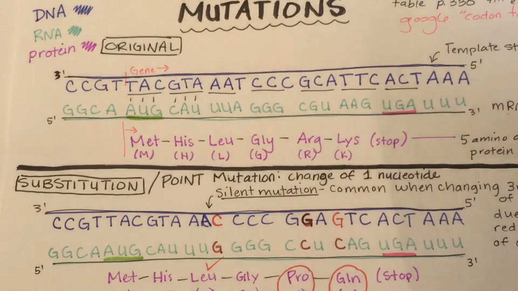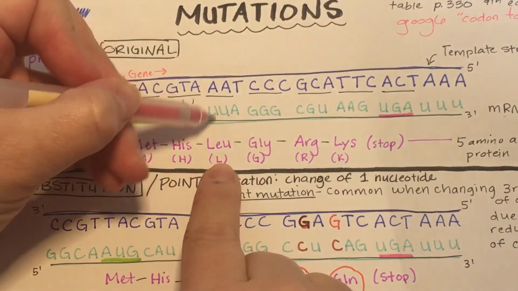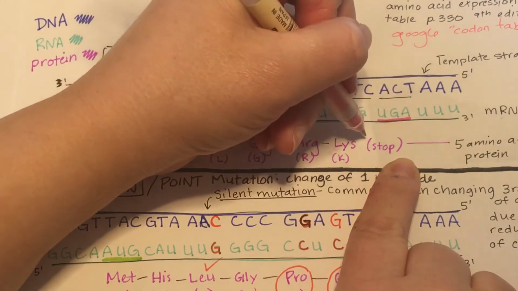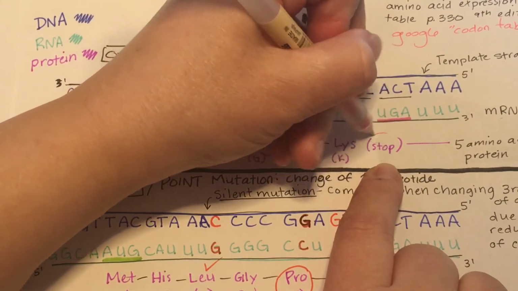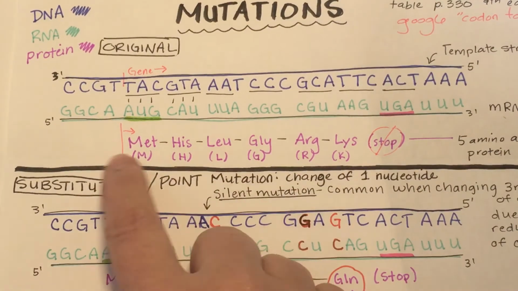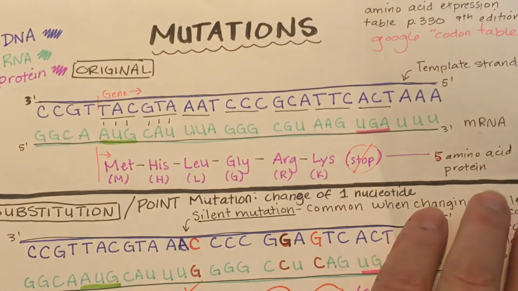So I worked my way across, and my original DNA message coded for a methionine, histidine, leucine, glycine, arginine, lysine, and then UGA is a stop codon. This doesn't count for an amino acid, so my original one, oh wow, I did it wrong. 1, 2, 3, 4, 5, 6 amino acids long to this protein.